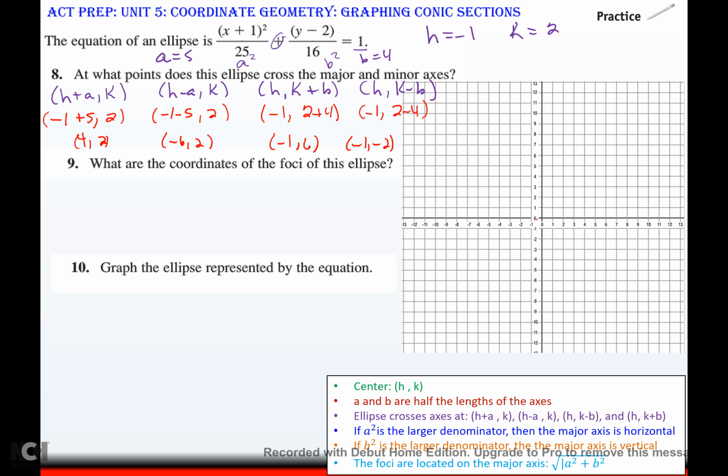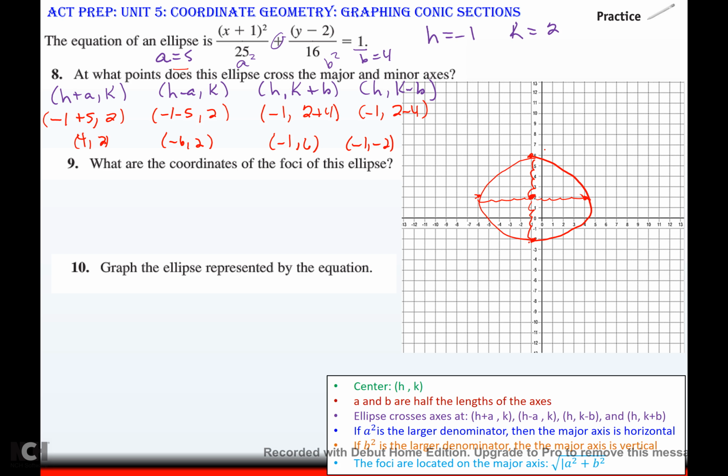So if I plotted my center, negative 1, 2, my vertices are at 4, 2, negative 6, 2, and again, look at A. A was 5. Well, all I had to do was go 1, 2, 3, 4, 5, and 1, 2, 3, 4, 5. Okay, my other two are negative 1, 6, right above the center, and negative 1, negative 2, right below the center, and again, B is 4. 1, 2, 3, 4 up, 1, 2, 3, 4 down. That will be my ellipse.